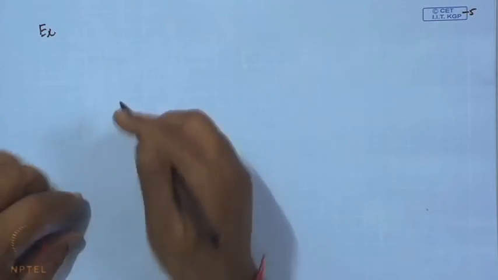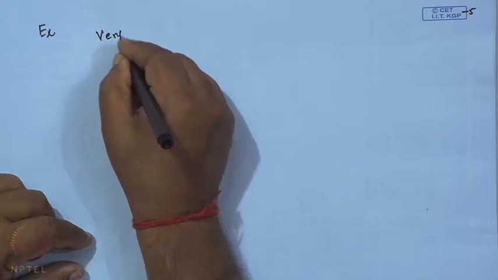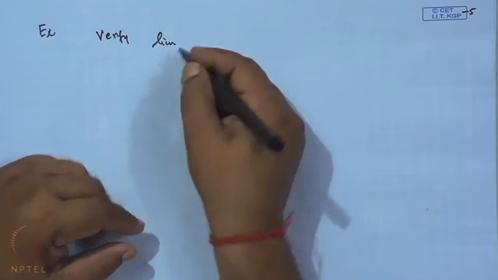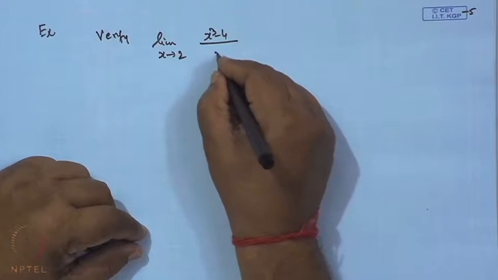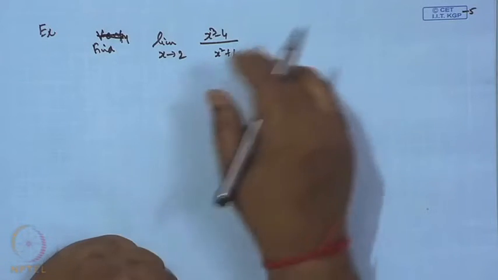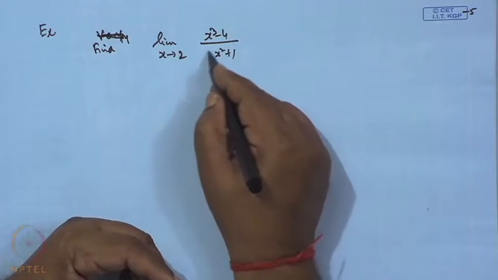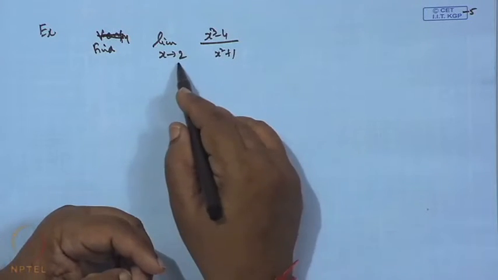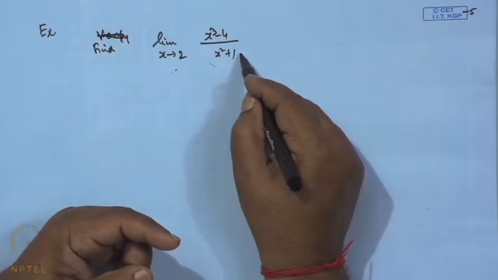Now, let us see a few examples based on these previous results. Suppose we want to verify or find the limit as x tends to 2 of x cube minus 4 over x square plus 1. It is not asked to use the epsilon delta definition. Because it is of the form f of x by h of x, where x square plus 1 is different from 0 in the neighborhood of 2, we can use the result and find the limit of this function.